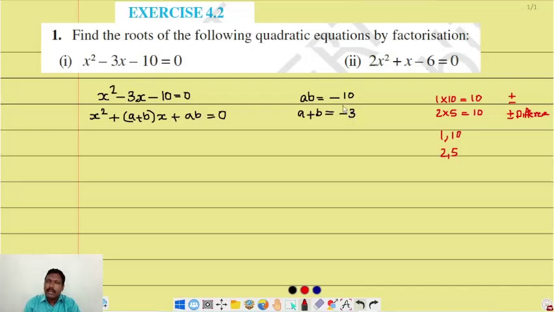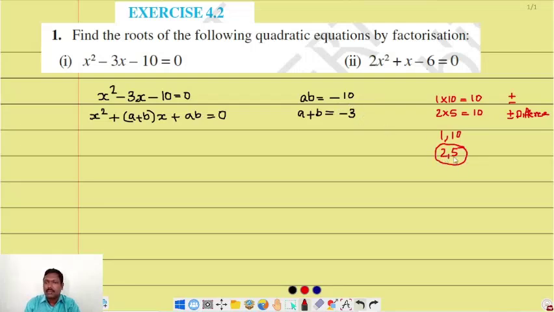Or you can consider like this: sum of two numbers is minus 3 and product of two numbers should be minus 10. It is very difficult to think, so better you think like this: write the factors of 10, then find which pair of factors has difference 3. Why do we take difference? Because here the product is negative. If the product is positive, you have to consider sum. Okay, so anyway, here I got the numbers 2 and 5.